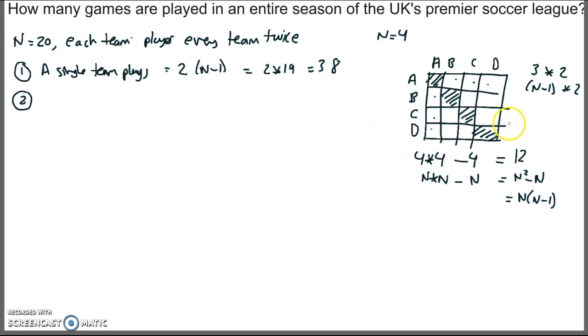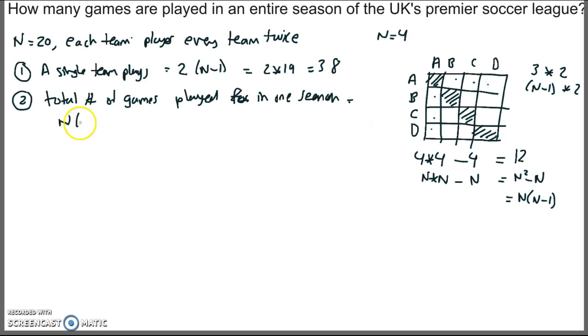Now, what's the total number of games that are played for the entire season? Well, we just said here that the total number of squares equals n times n minus 1. So the total number of games played in one season is equal to n times n minus 1, which equals 20 times 19, which equals 380.